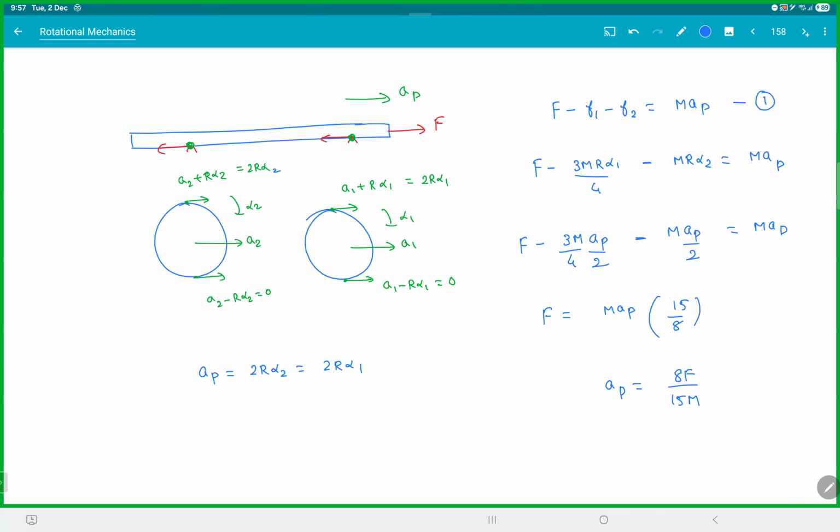Samyak, check. Did I do a mistake? You messed up somewhere. 3 by 8 plus half plus 1.